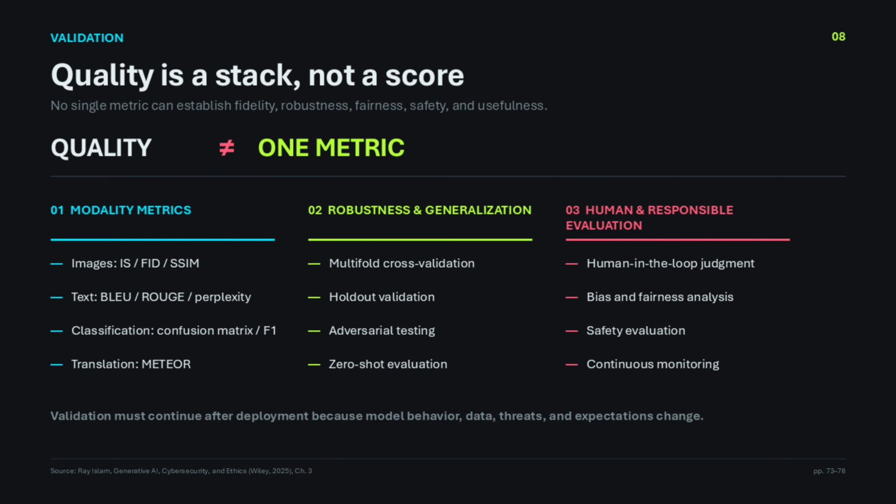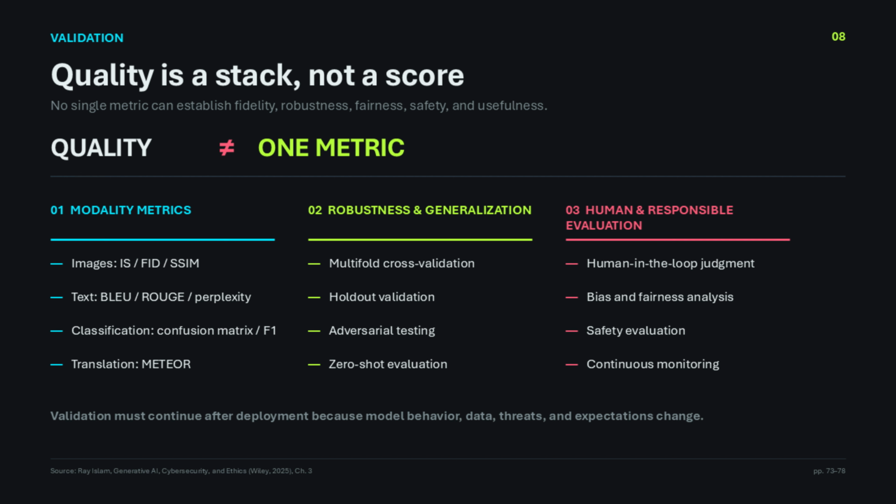This slide makes a point I really love. Quality is a stack, not a score. For images, metrics like IS, FID, and SSIM examine quality, similarity, or visual structure. For text, BLEU, ROUGE, and Perplexity measure different aspects of language performance. Classification can use a confusion matrix or F1 score, and translation may use METEOR. Useful? Absolutely. Complete? Not even close.